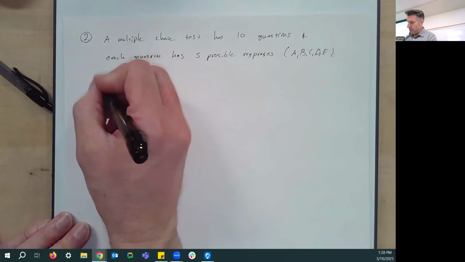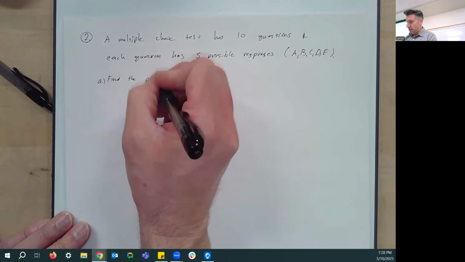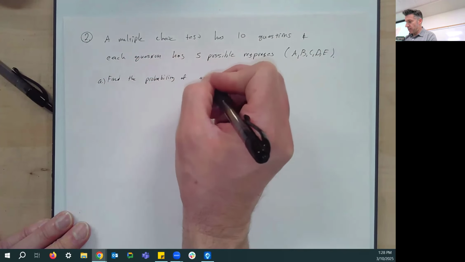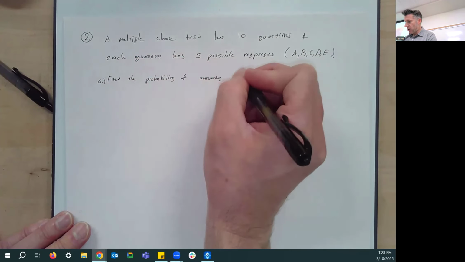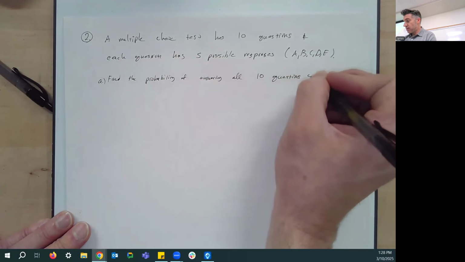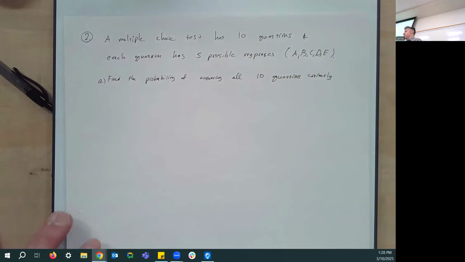We'll do question A first. Find the probability of answering all 10 questions correctly simply by guessing, right? When you're doing these kinds of questions, the assumption is you don't know anything, so each choice has an equal likelihood of being picked.